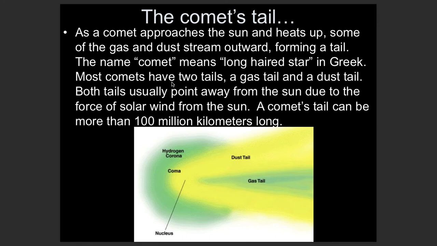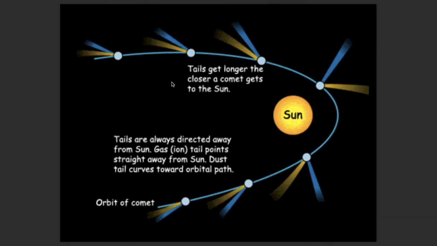Most comets have two tails, a gas tail and a dust tail. Both of these tails usually point away from the sun, due to the force of the solar wind pushing against them. A comet's tail can be more than 100 million kilometers long. Here you see a picture of one of the comet's orbits. The tail gets longer as it gets closer to the sun. Again, the gas and dust is always pushed back, and that's why you always see the tail going away from the sun.